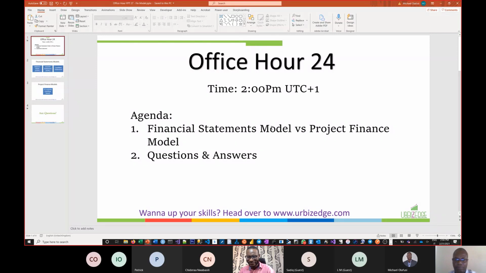Okay, so what the difference is between the two, and also I'll focus a bit more on the project finance model. People are very much familiar with the typical financial statement modeling, so I don't think a lot of people will have issues grasping that one. So without wasting any more time, I start. Okay, so financial statement models. Financial statement models are the typical models we do.